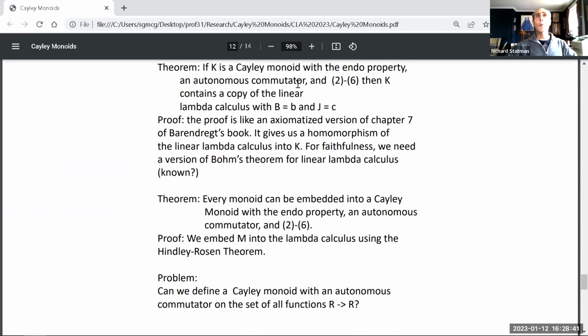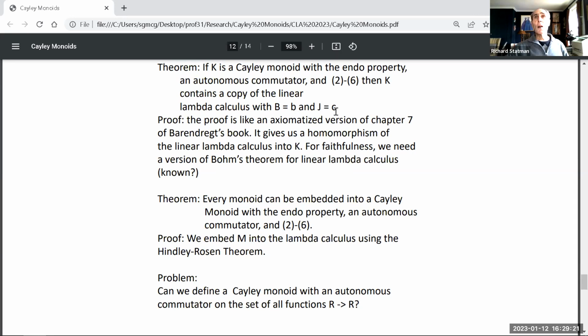So if you have a Cayley monoid with endo property and an autonomous commutator and these axioms hold, then K contains a copy of the linear lambda calculus. There's your new toy. The proof consists of two parts. I'll only describe it. It's like an axiomatized version of chapter 7 of Barendregt's book. You have to verify that B and C have all the necessary properties. And then you define abstraction using B and C.